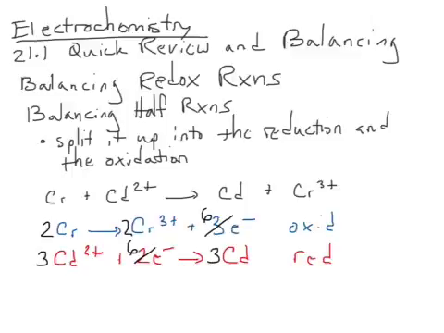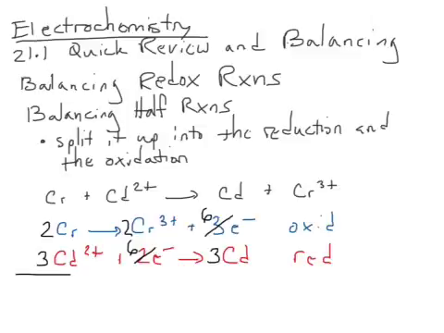So now the only thing that mattered was that I make sure my number of electrons are the same. And since they are on opposite sides of the arrow, these 6 electrons are on the right, these 6 electrons are on the left. When I combine these two half reactions, these electrons cancel out, which is exactly what's supposed to happen.